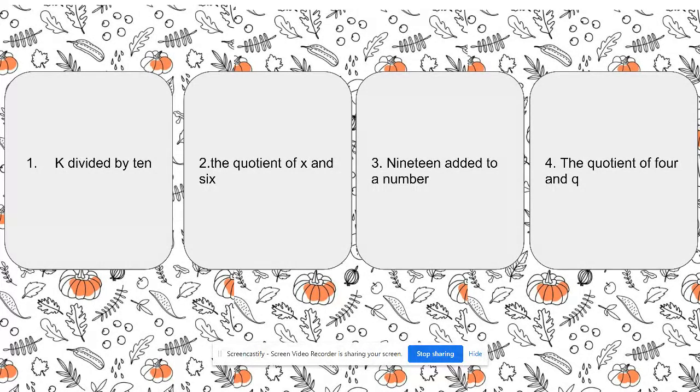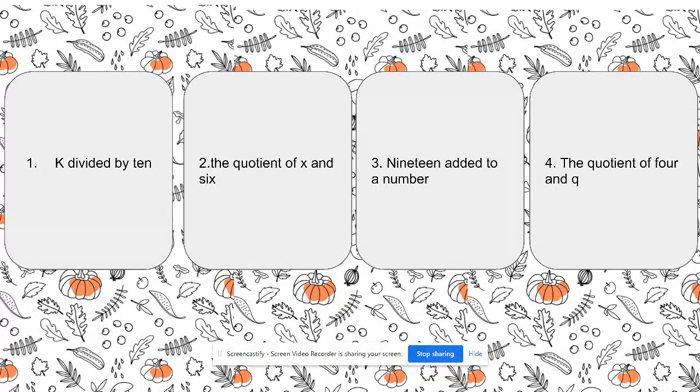Divided by c. Here's your divided by sign, right? So what's going to go on top? 9 divided by c. For c to go up top, it would be c divided by 9.